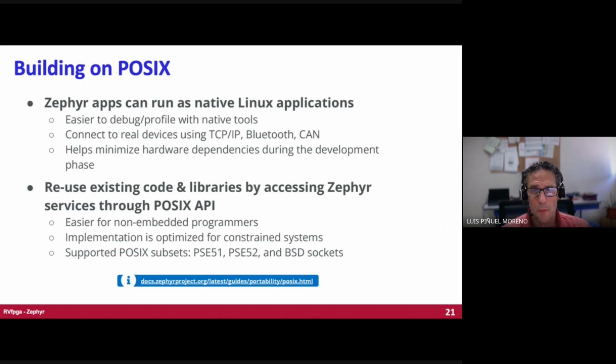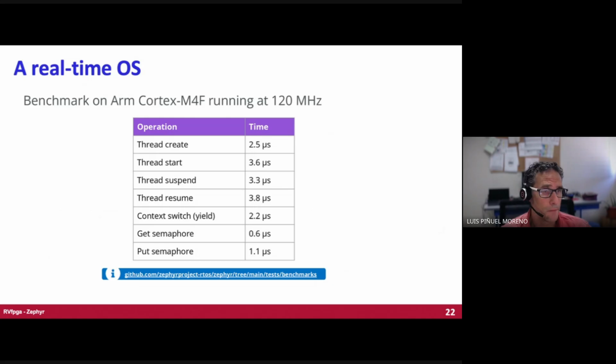Zephyr provides a POSIX compatibility layer, making it easier to reuse existing Linux and POSIX applications on embedded devices. It also supports running Zephyr applications as native Linux programs, which simplifies development, debugging, and testing before deploying to the target hardware. We'll see an example of the POSIX API in the Beowulf labs, where it provides a familiar programming model for application development.